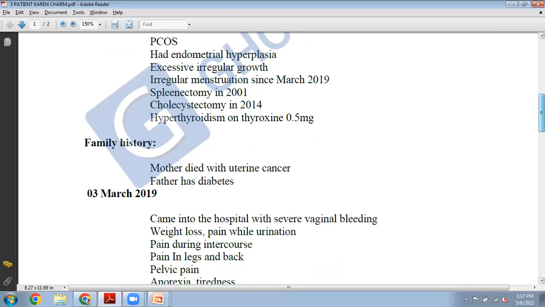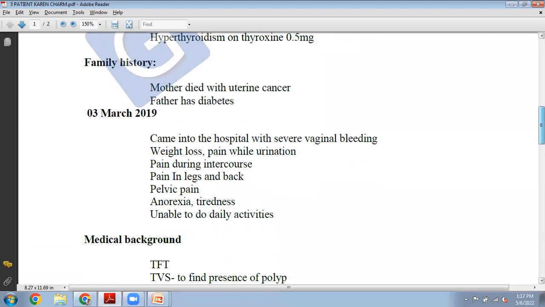Okay, the next extract is our family history. Mother died with uterine cancer. We have to include that because when you come to the next part, you will understand. We have to include that also. Father has diabetes. It's not a relevant one.